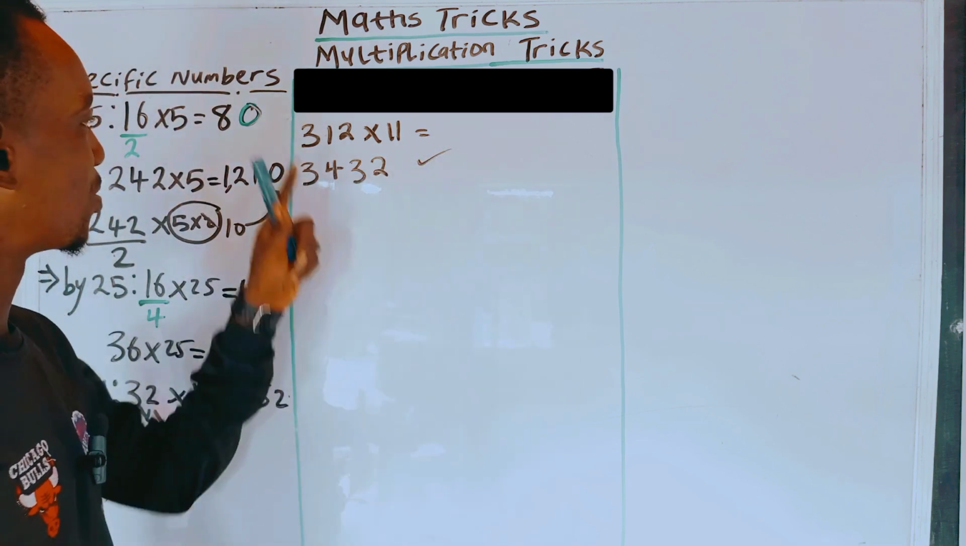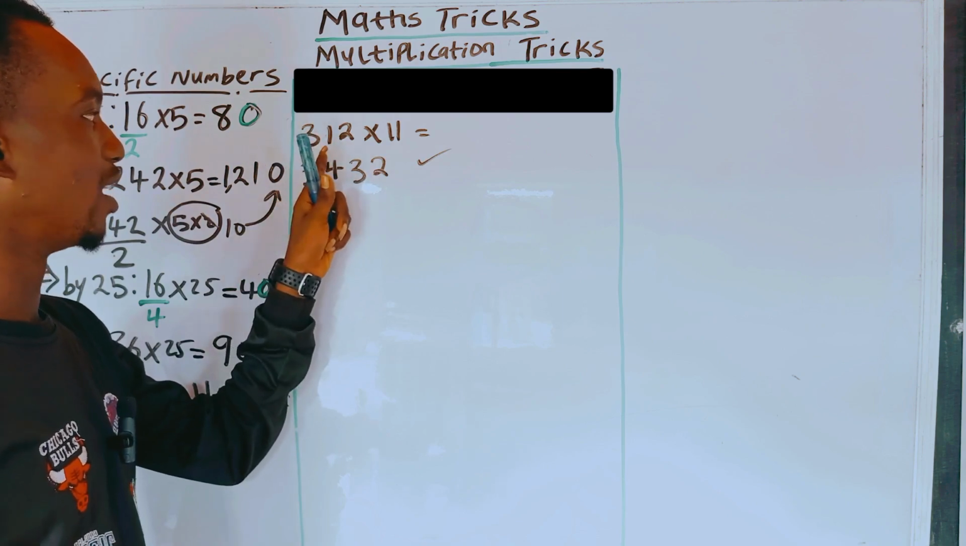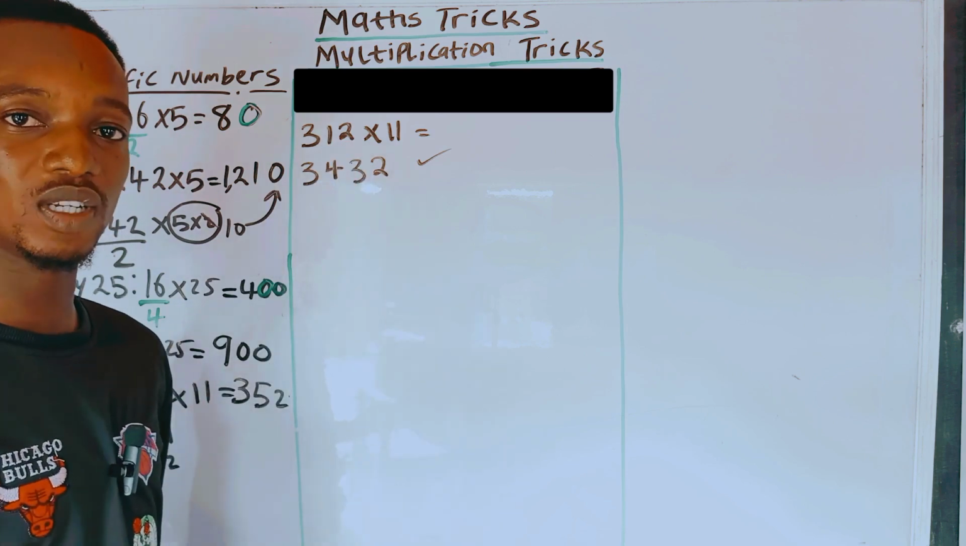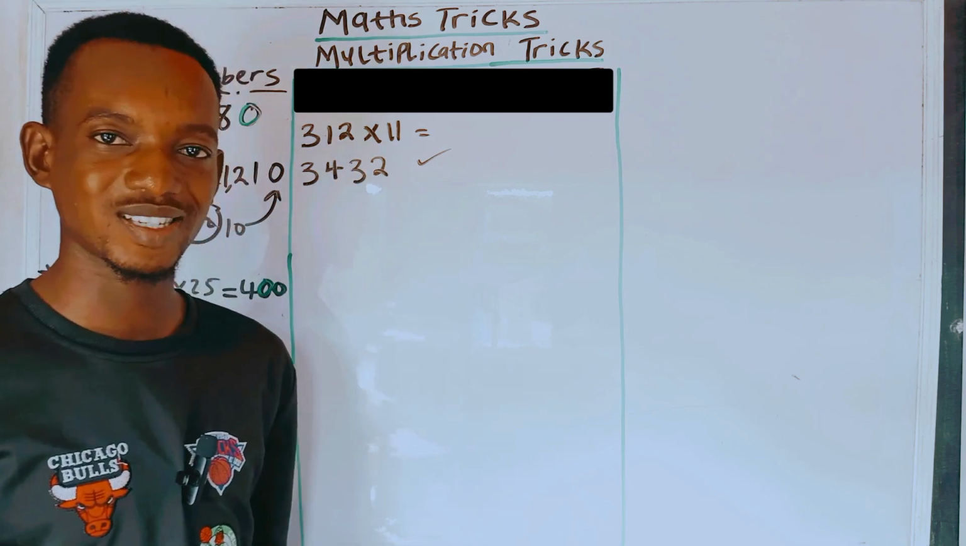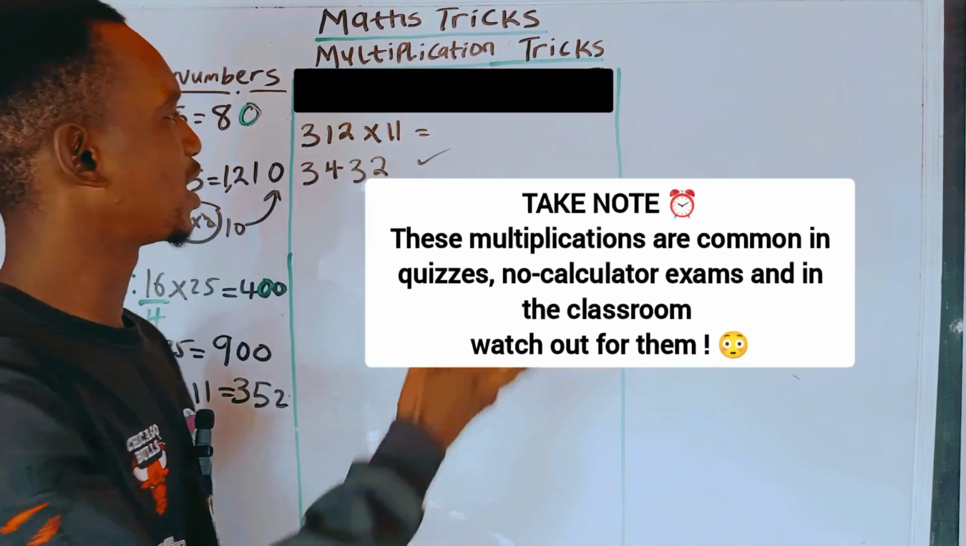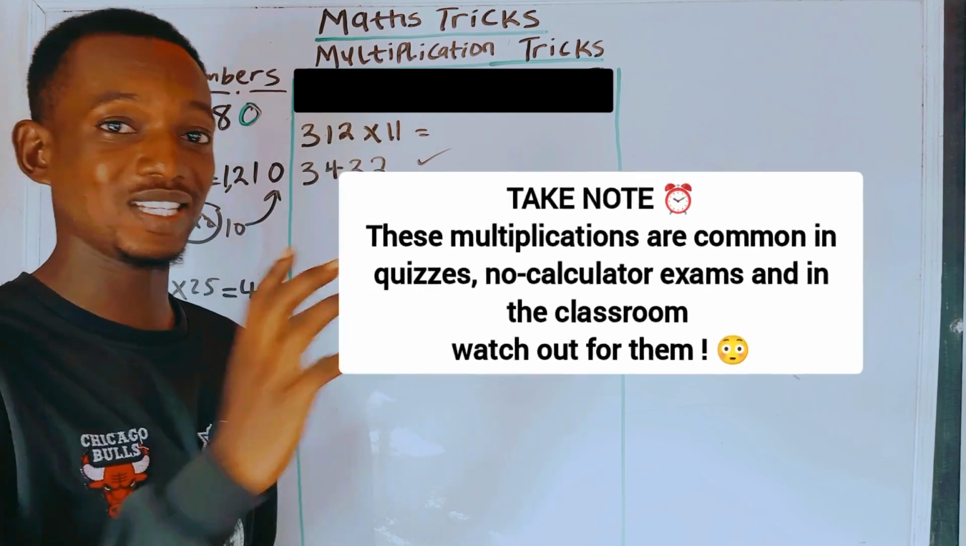As simple as that. Write the first digit, add the middle one with the first, the middle one with the last, then write the last digit: 3,432. That's very, very simple and fast. So next time we are watching math quizzes or quiz competition, don't be surprised when students can multiply numbers like this very fast.